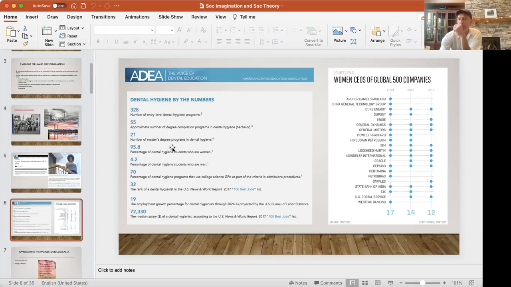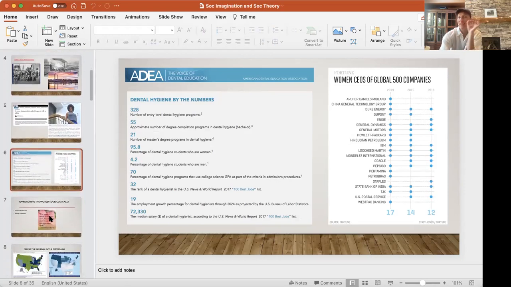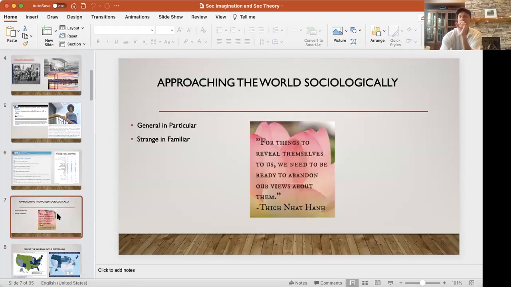Number of women CEOs of Fortune 500 companies. In the year 2016, there were 12 female CEOs, and female CEOs of color, even fewer. So what's going on there? What are the social forces at work? Not the private individual. We're not looking at the individual. We're looking at what's shaping that influence, what's shaping that pattern.